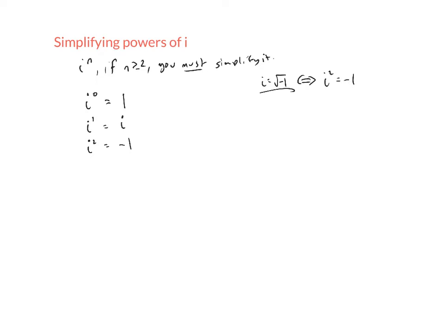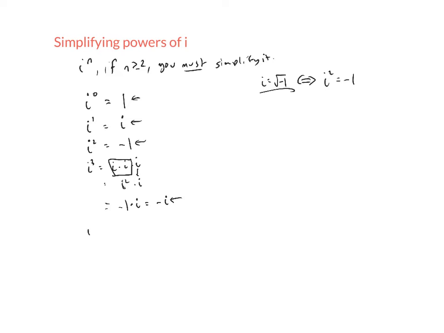Now, this is where it starts to get a little trickier. Let's talk about i cubed. I cubed means i times i times i, right? So I can regroup this as i times i, which is i squared, times the single i over here. And what we just saw, i squared is -1. So this is -1 times i, which we simplify as -i. So right now I've got i to the 0 is 1, i to the first is i, i to the second is -1, i to the third is -i.